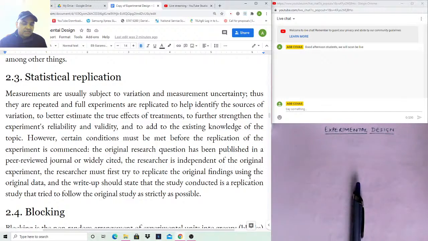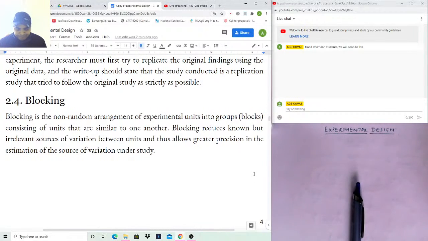So that is why statistical replications also play an important factor in developing the results. Right now comes your blocking.